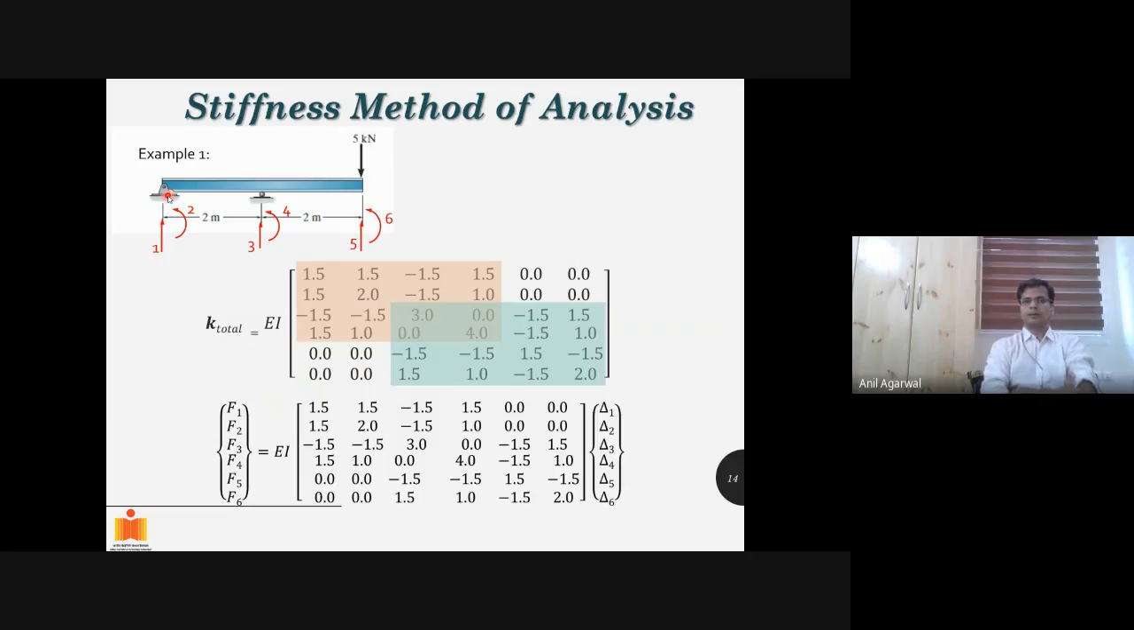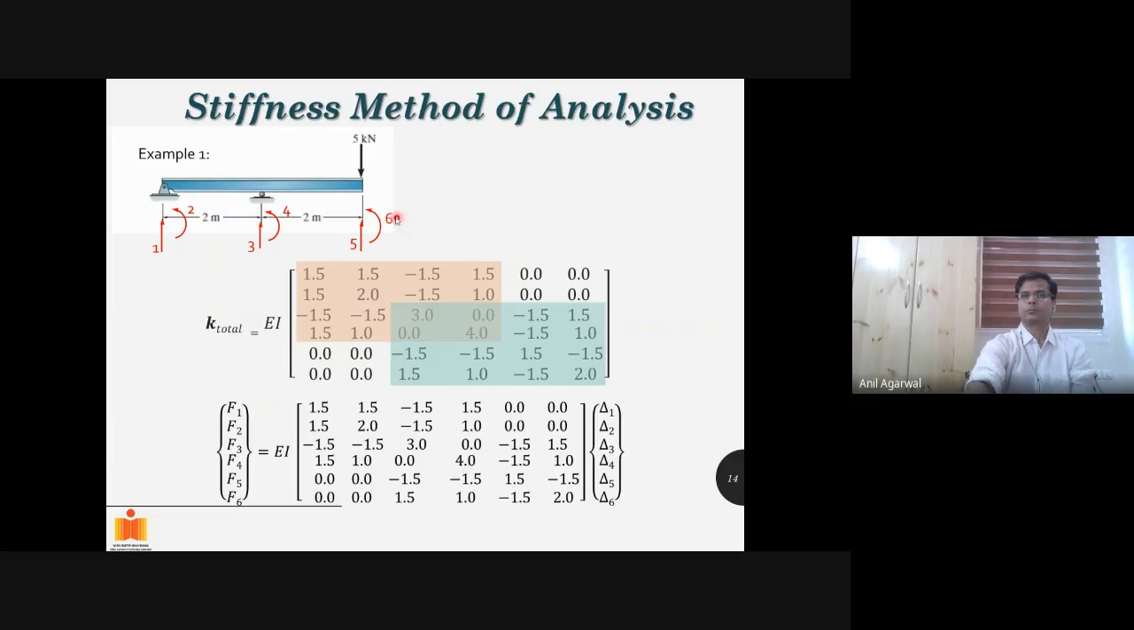Anybody? So the answer was that if these terms are 0 and this term corresponds to the relationship between degrees of freedom 1 and 5, right? Since it's a symmetric matrix, this is 0 and that is also 0. So if I apply unit displacement at 5, you should not have any force required at 1, or any additional reaction force at 1. Similarly, if I apply a unit displacement at 1, I should not have any force at 5.